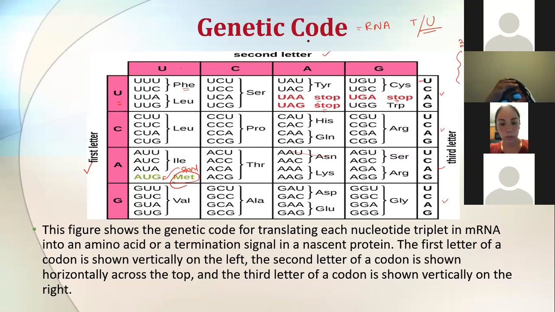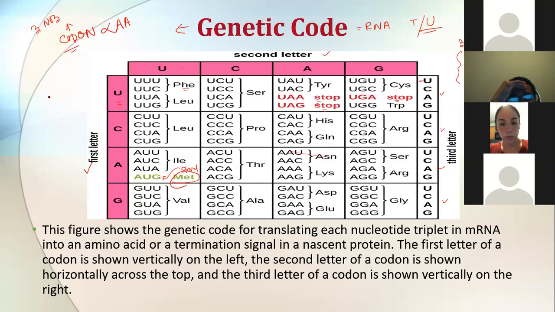Remember that the genetic code means the relationship between codon and amino acids. So inside a genetic code, we are going to look for a codon and its amino acid. And codon means, every time, 3 nitrogenous bases.